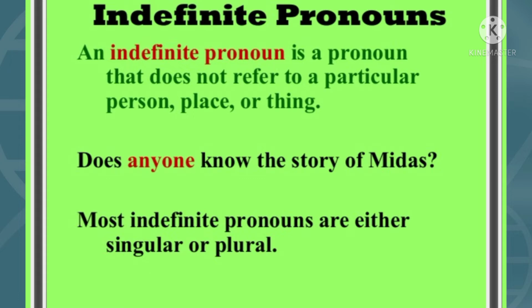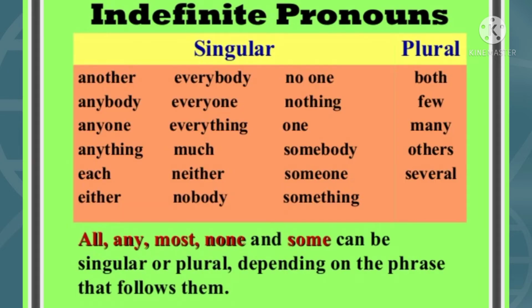For example, does anyone know the story of Midas? It can be anyone. Okay, there is no particular identity. These indefinite pronouns are used to denote a person, place or thing which is not particular. These are the indefinite pronouns: another, anybody, anyone, anything, each, either, everybody, everyone, everything, much, neither, nobody, no one, nothing, one, somebody, something, both, few, many, others, several, etc.